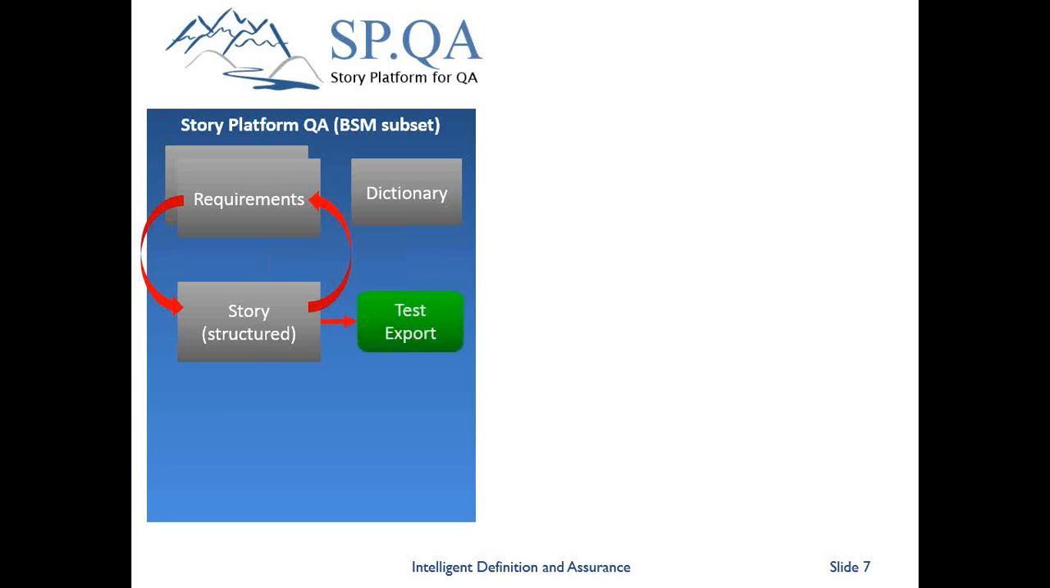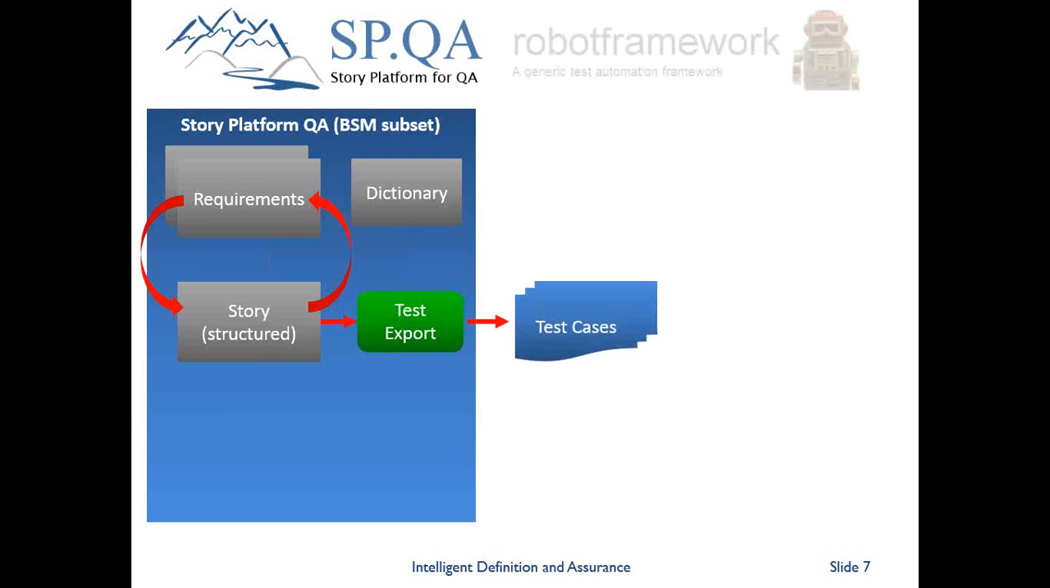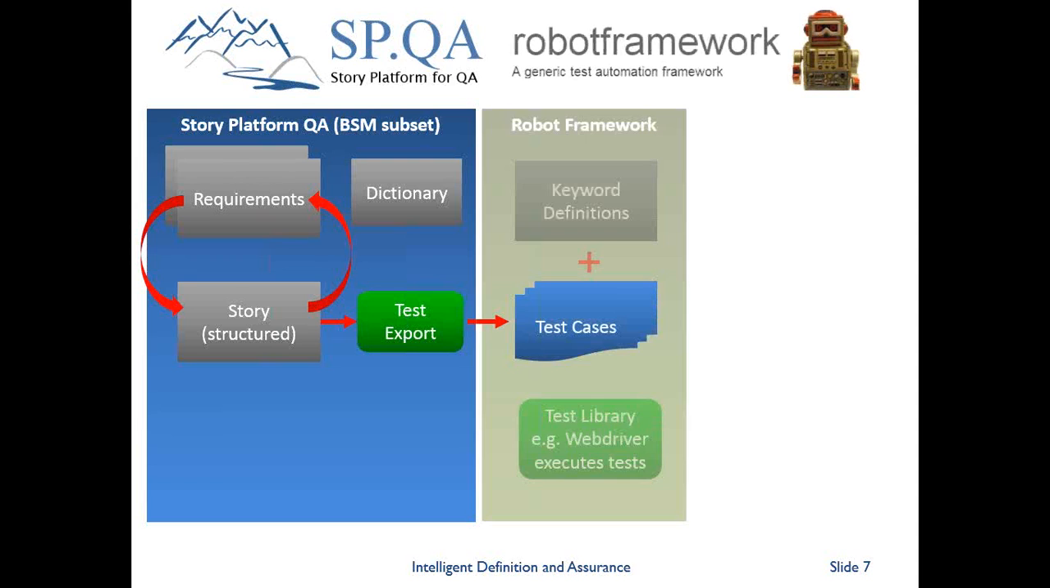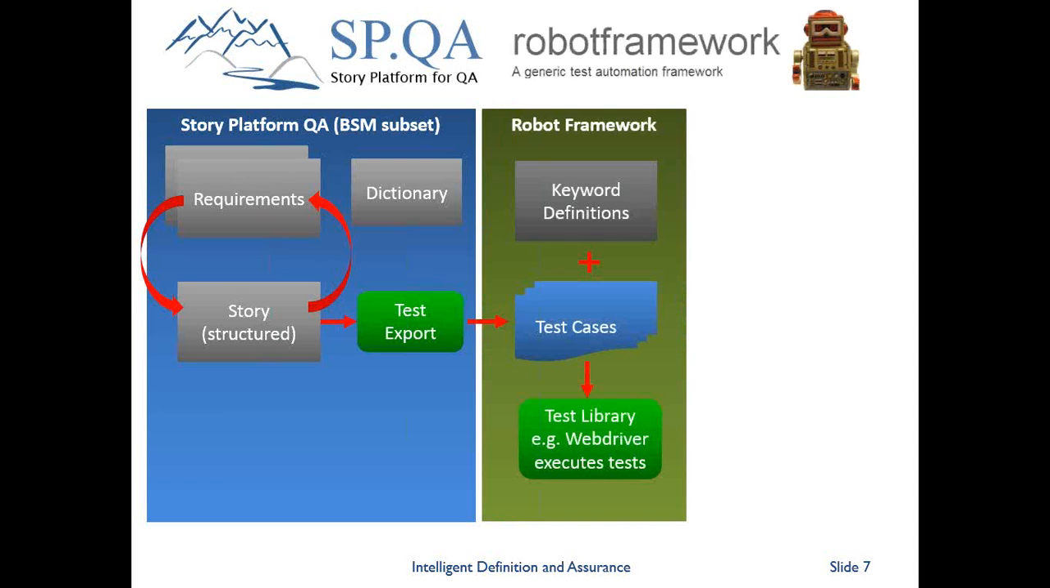So, okay, we have our structured stories, and we have a feature to export those stories in a range of formats. Initially, we're looking at generating test cases in a format that Robot Framework would recognize. So in effect, we have a requirements hierarchy, stories aligned with individual requirements, scenarios which example the features in those stories, and those scenarios can be exported in a format that Robot Framework would recognize.